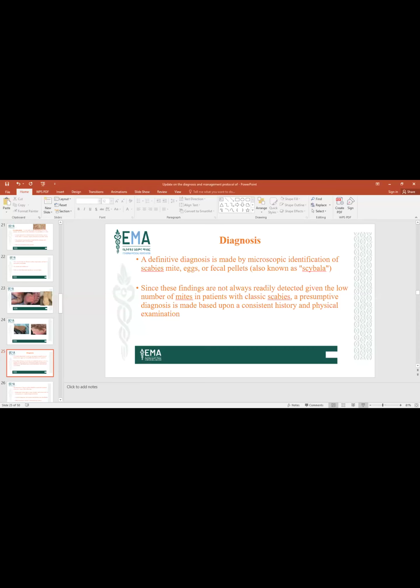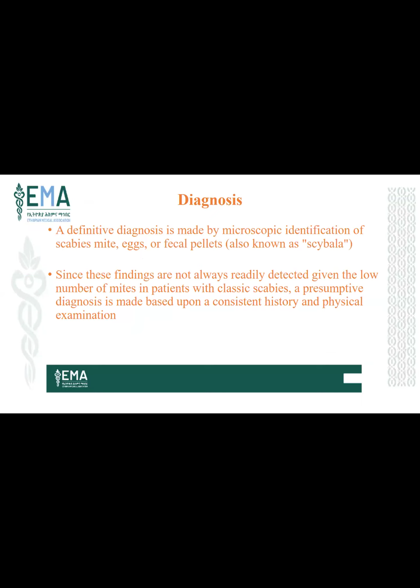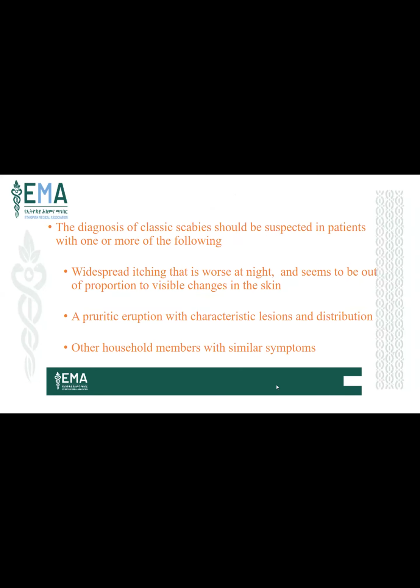So the definitive diagnosis of scabies needs identification of the mite and its product, like the egg and fecal pellets, either by microscopy, dermoscopy, or histopathology. But since the mite burden in a classic scabies patient is not that much, finding of the scabies mite or egg is usually not possible. So we usually diagnose scabies presently by relying on the history and physical examination, and there are some history and physical examination points that help us in order to reach the differential diagnosis.